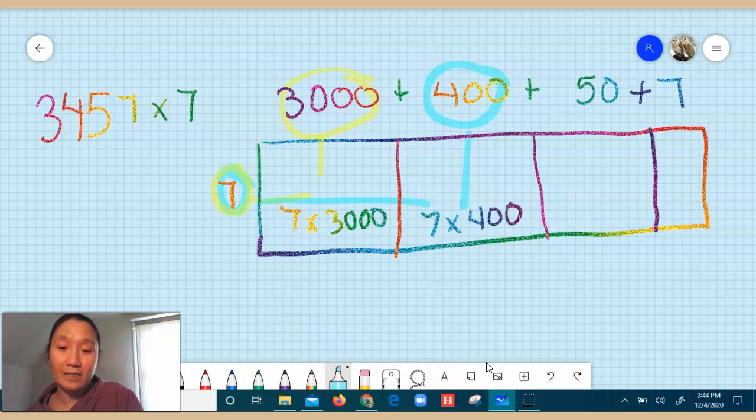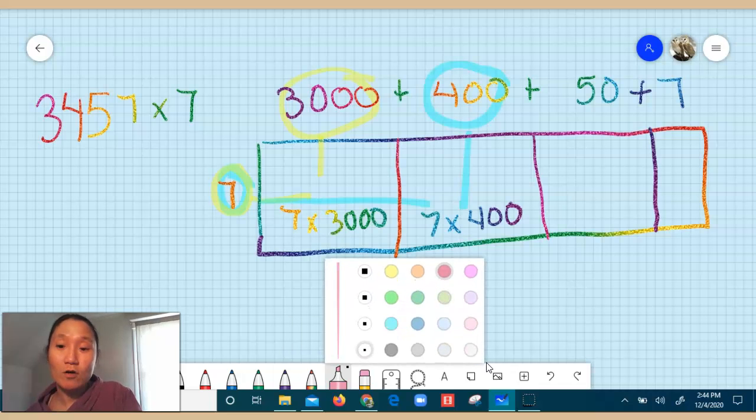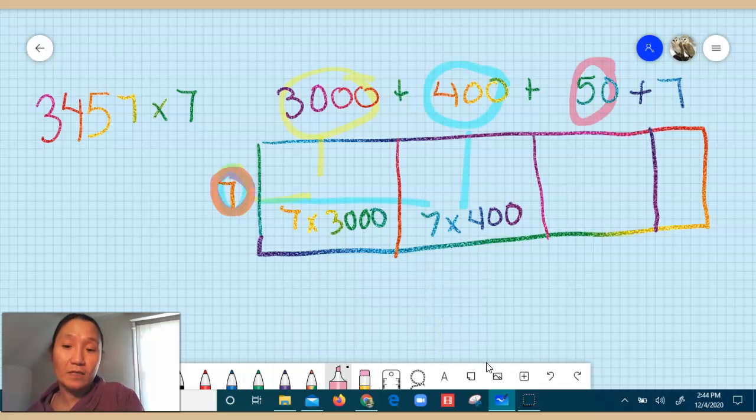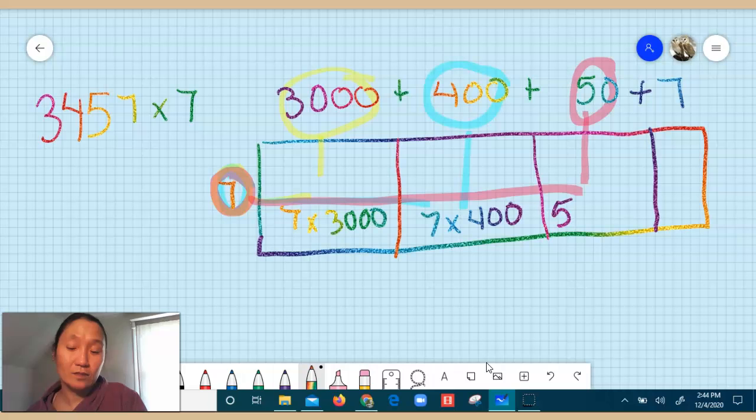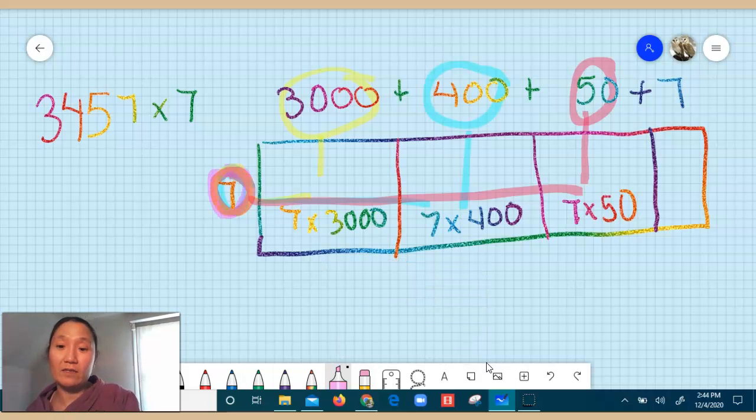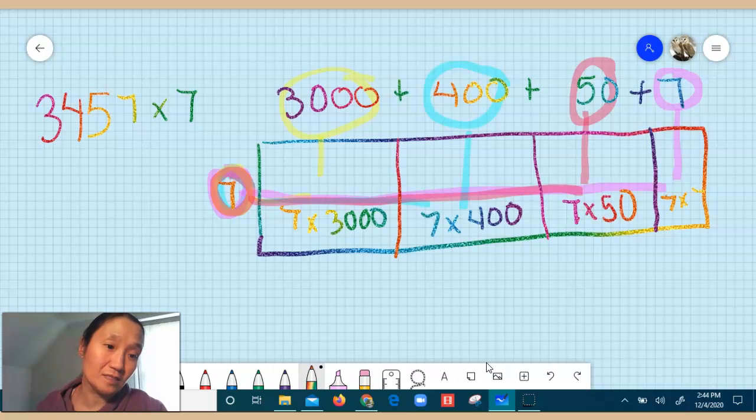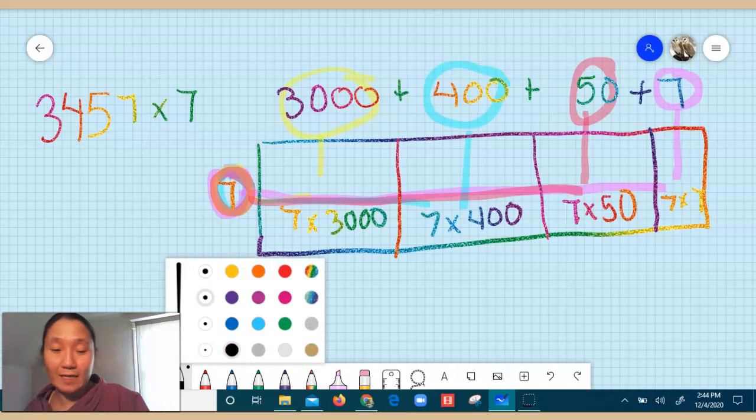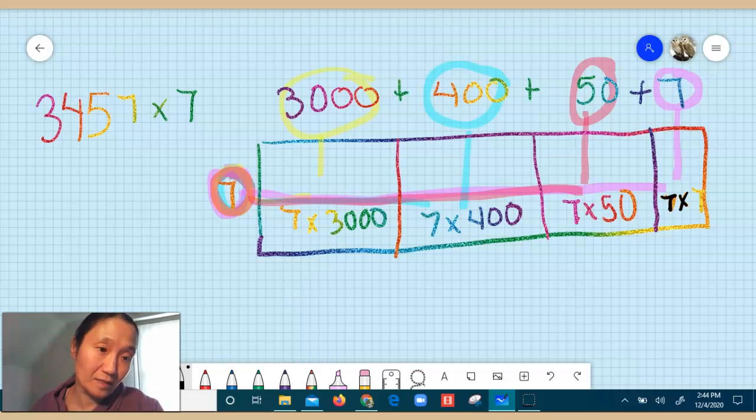and the next box that you will drop into will be the 7 and the 50. So the 7 will get dropped in, and the 50. So the 7 times the 50. And then you will also drop in the 7 and the 7. So that equation is going to be 7 times 7 right there. You really can't see that. I'll do 7 times 7 right there.